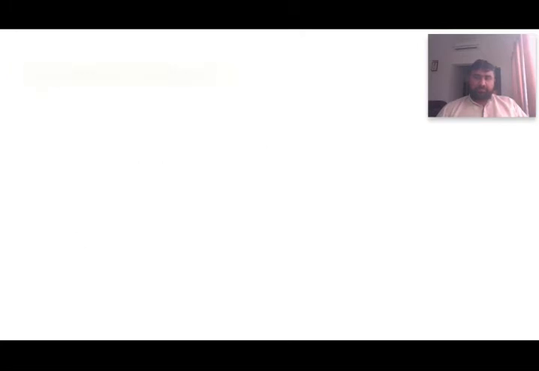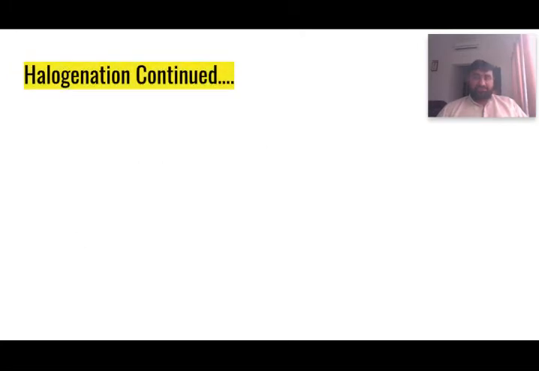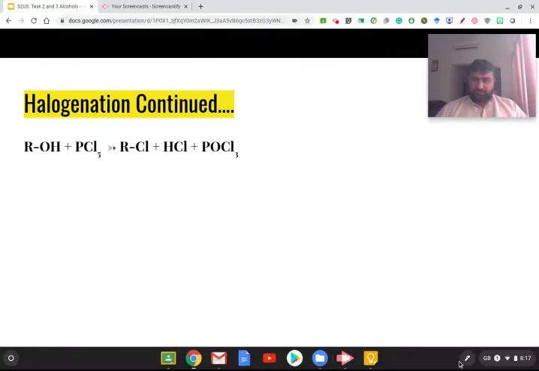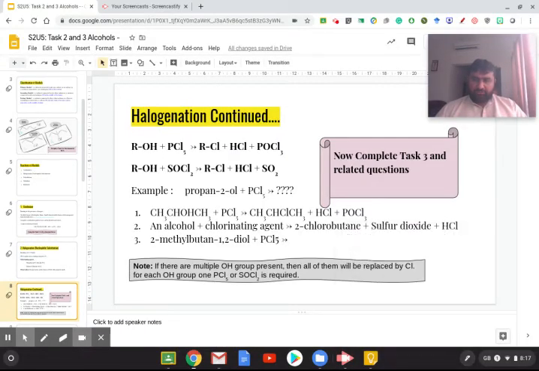Okay. So how do we have this reaction? ROH, meaning alcohol, reacting with PCl5, is going to give you RCl, HCl, and POCl3. Let me explain it in the notes. Okay, how do I work it out for that?